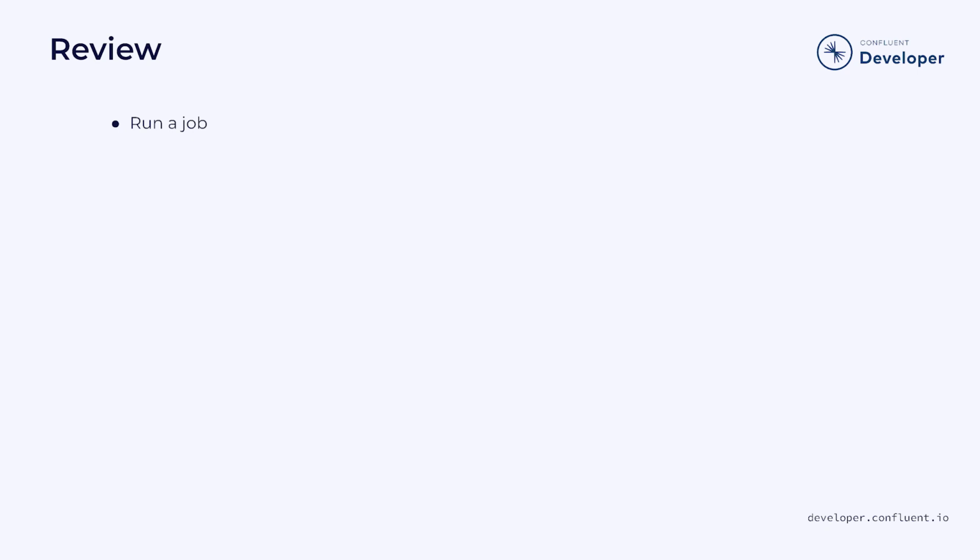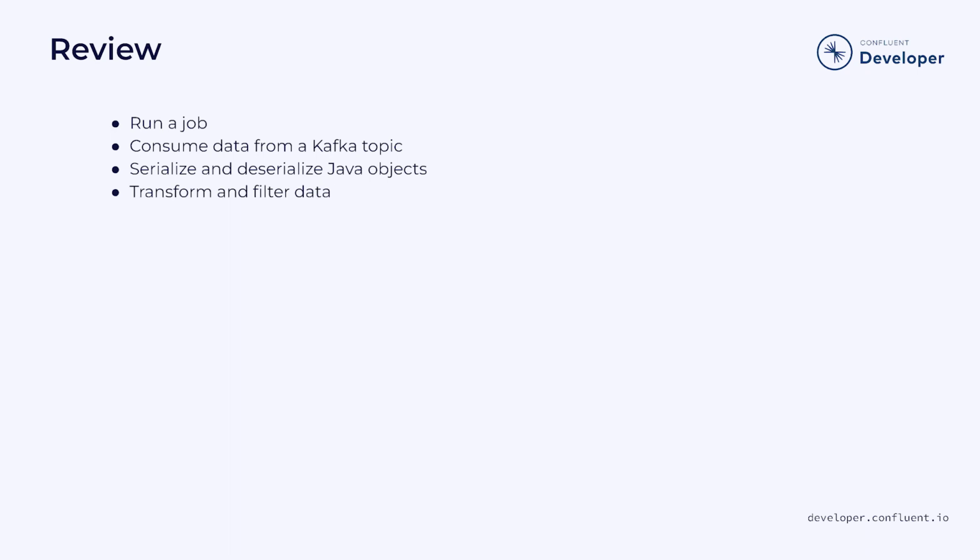We started by learning some of the basics of Flink, including how to run a Flink job. We saw how to consume data from a Kafka topic as we started to build out a data stream. We learned about the different types of serialization in Flink and saw how to convert to and from plain old Java objects. We transformed data in a Flink data stream and applied filters to eliminate unwanted messages. We took data from our data stream and pushed messages to a new Kafka topic.